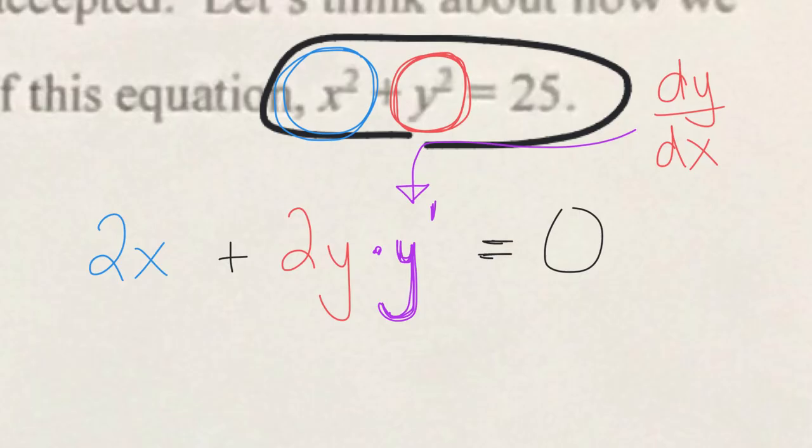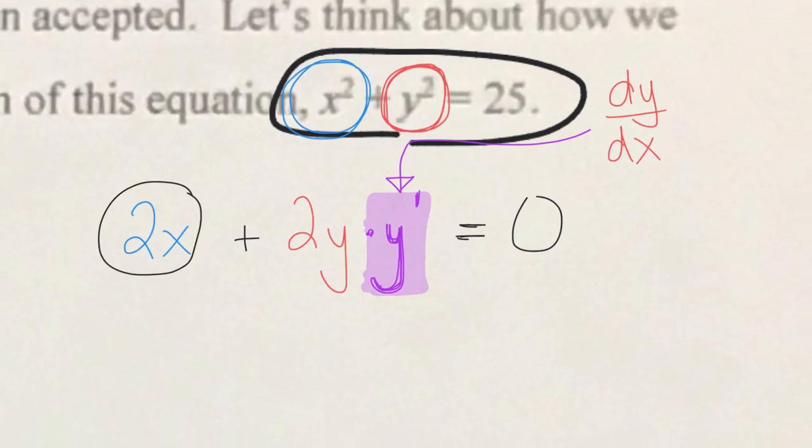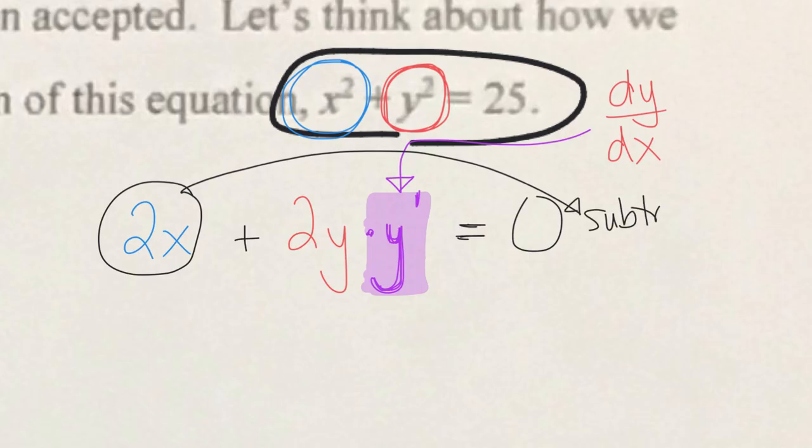So now our last job is to solve this equation for y prime, or dy dx if that's the way that you wrote it. So we want to get y prime by itself, right? Isolate is the physics term. So our first step would be to subtract 2x over here. And our second step would be to divide by 2y, right?